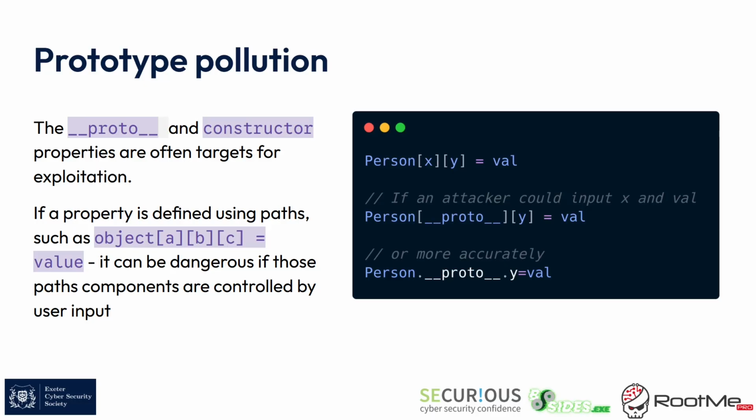So one example I can put here is, let's say I assign a property of person using person[x][y] equals value. If an attacker has influence over the value of x and the value of val, they could change the prototype of the person and assign a new property called y to value.